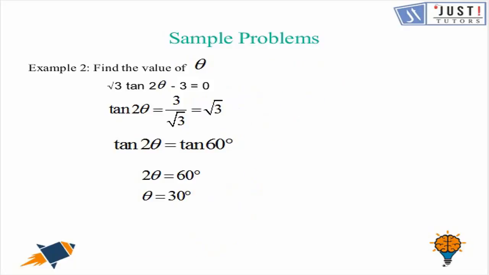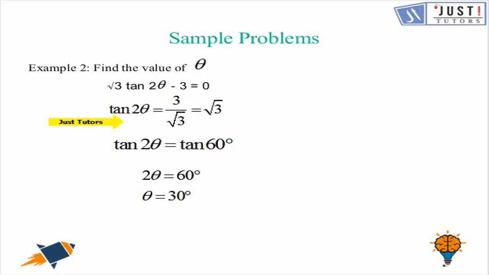Now we've got one more type of problem here, which is finding the value of theta, where under root 3 tan 2 theta minus 3 is equal to 0. So first of all, we have taken that under root 3 on the other side and that 3 on the other side as well. So that becomes tan 2 theta is equal to 3 over under root 3, which can be simplified as under root 3. So this becomes tan 2 theta is equal to under root 3.